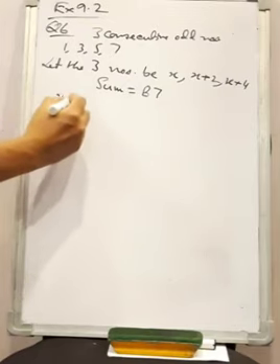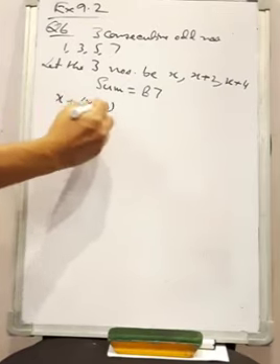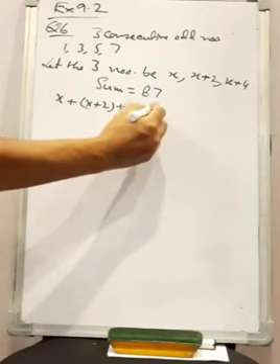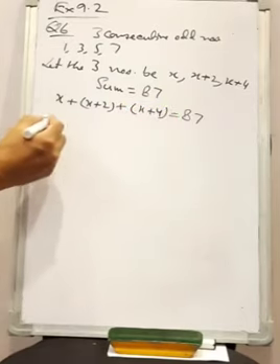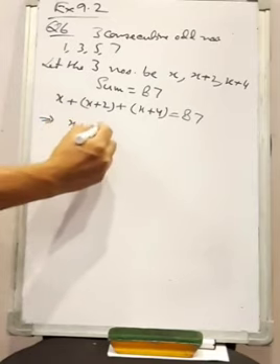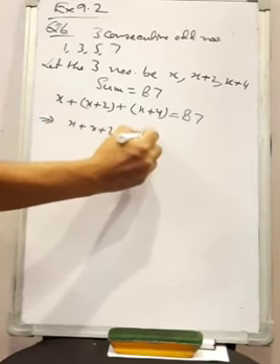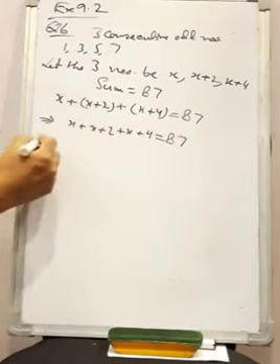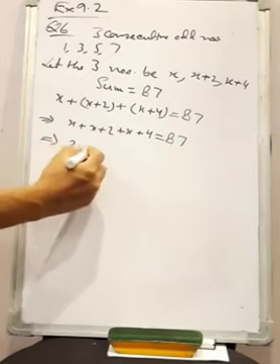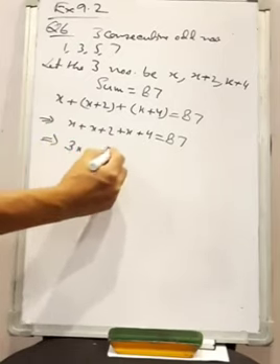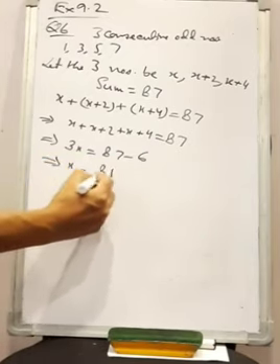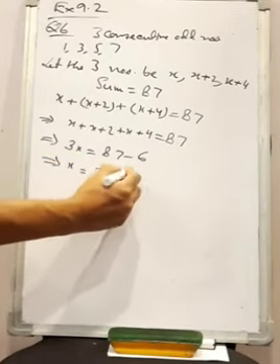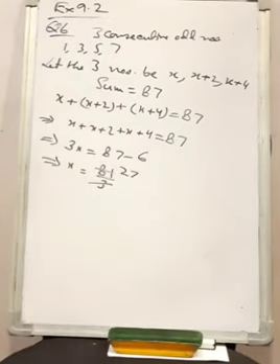So the first number plus the second number plus the third number is given as 87. So we open the bracket and solve it. So 3x equals 87 minus 6. So the value of x comes to 27.